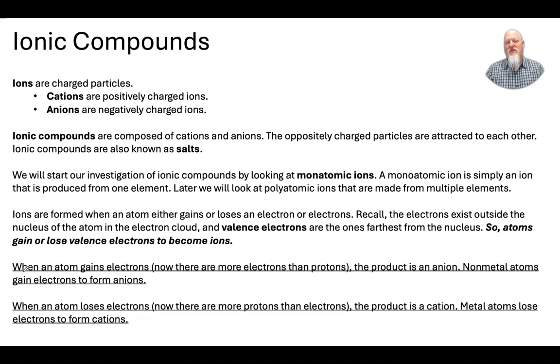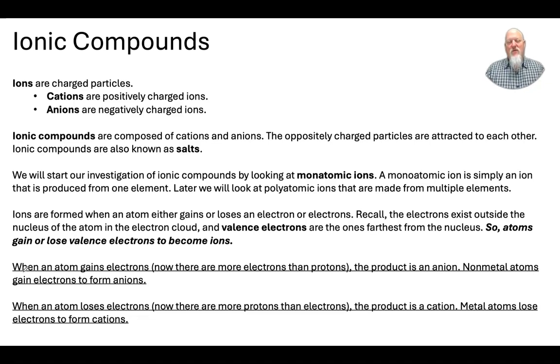Ionic compounds are often called salts. One of the salts we know is table salt, which we'll talk about shortly. But when you have a compound that's formed from cations and anions, it's an ionic compound. It's also called a salt. We're initially going to talk about ions that come from single atoms, which are called monatomic ions. But there are also polyatomic ions, which we'll talk about a little later.